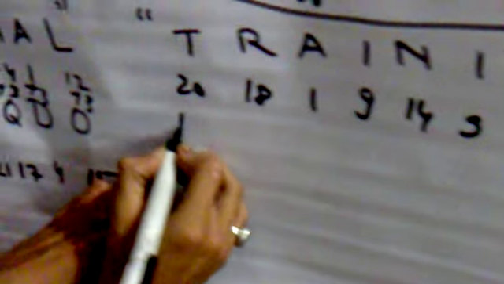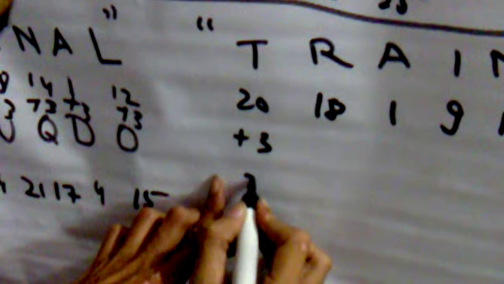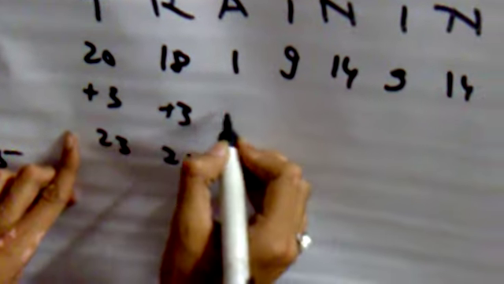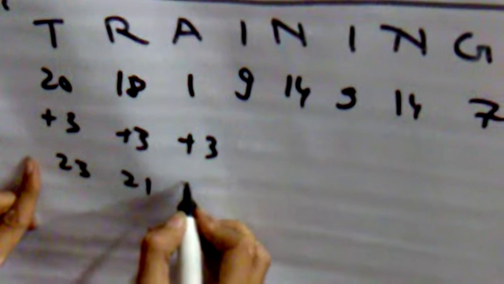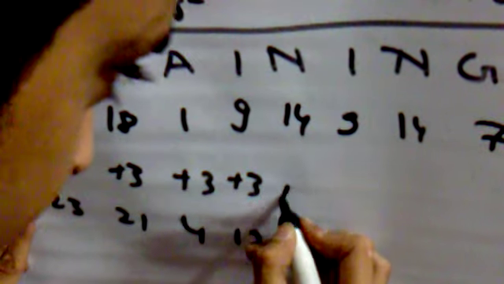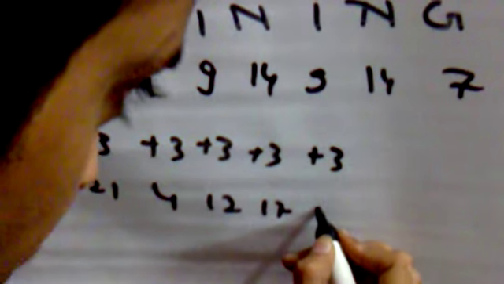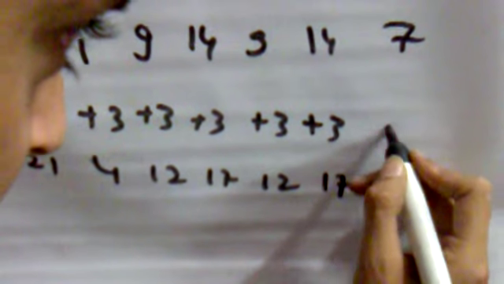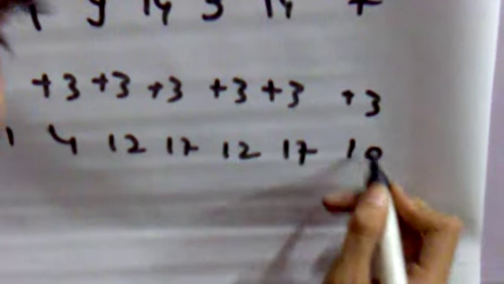Let's find it out. 20 plus 3 goes on to be 23, 18 plus 3 goes on to be 21, 1 plus 3 goes on to be 4, 9 plus 3 goes on to be 12, 14 plus 3 goes on to be 17, 9 plus 3 goes on to be 12, 14 plus 3 goes on to be 17, and 7 plus 3 goes on to be 10.